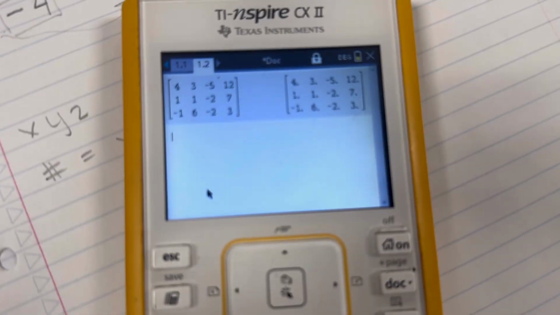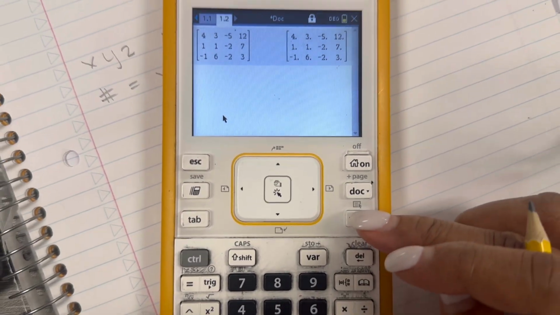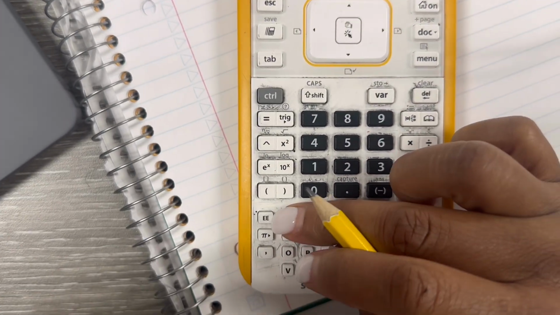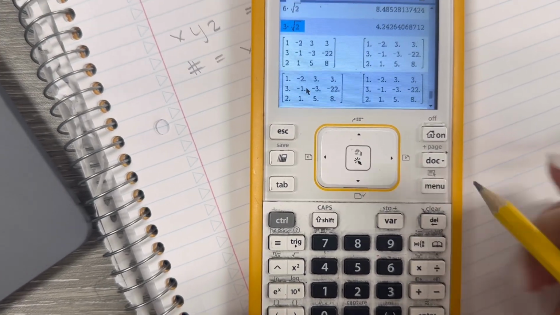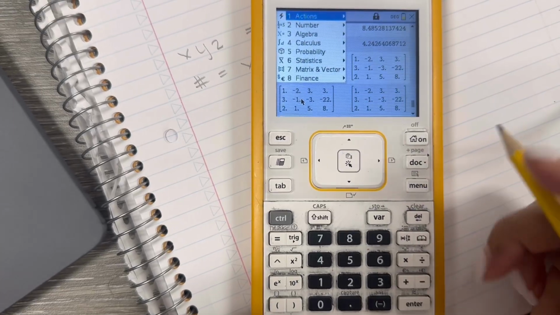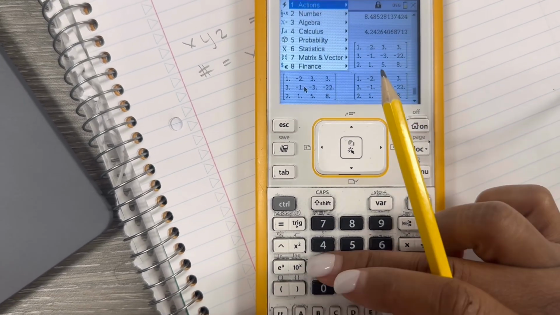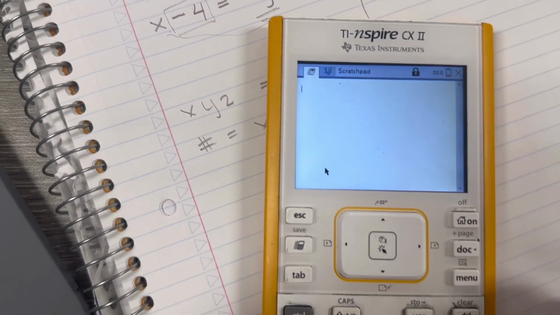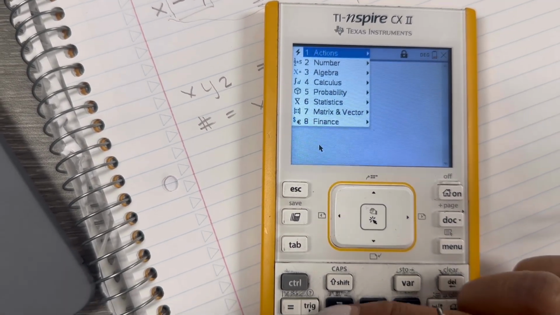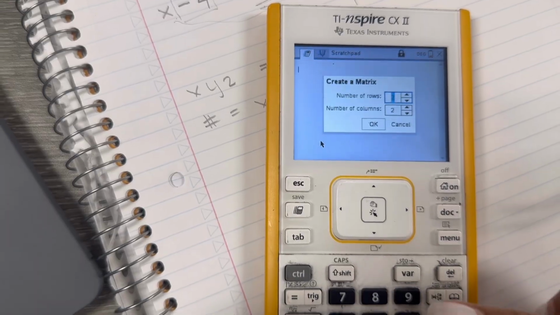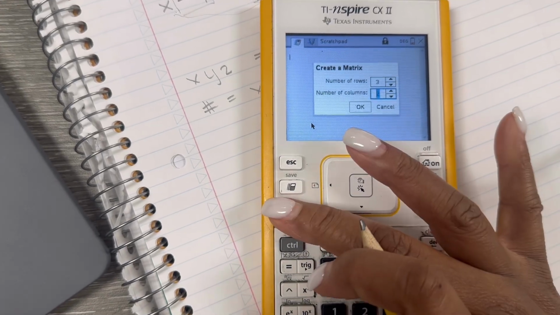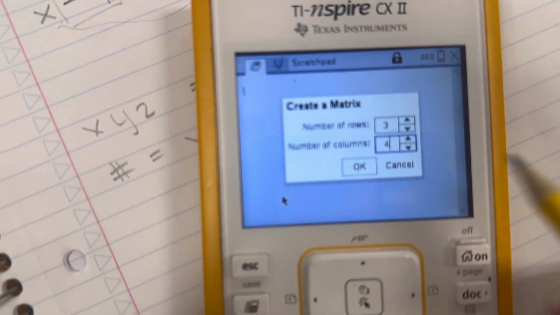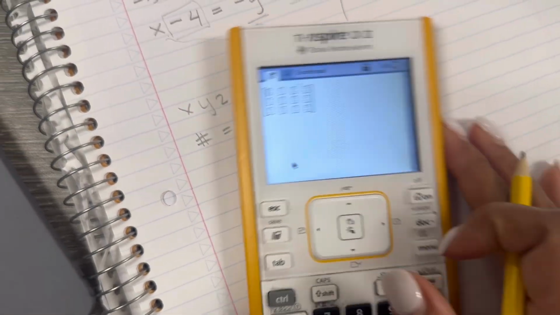Let's try it. So you're going to hit menu, make sure you're on the home screen, hit calculate, A for calculate. If it's all this crap on here, hit menu, hit actions, clear history. All right, we're going to hit menu, 7, 1, 1, 3, tab, 4, 3, 4. Enter, and put your numbers in.